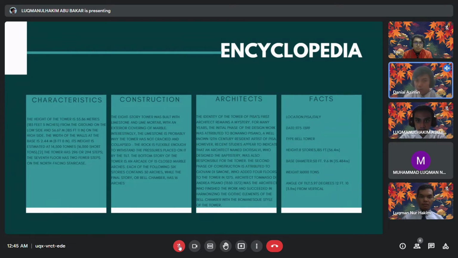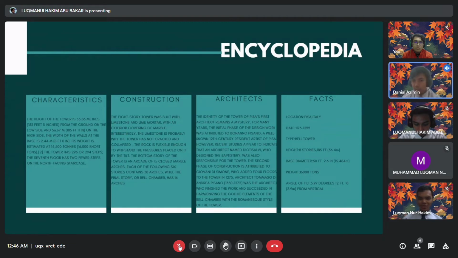The eight-story tower was built with limestone and lime mortar with an exterior covering of marble. Interestingly, the limestone is probably why the tower has not cracked and collapsed. The rock is flexible enough to withstand the pressures placed on it by the tilt. The bottom story of the tower is an arcade of closed marble arcs. Each of the following six stories contains 50 arcs, while the final story, or bell chamber, has 16 arcs.